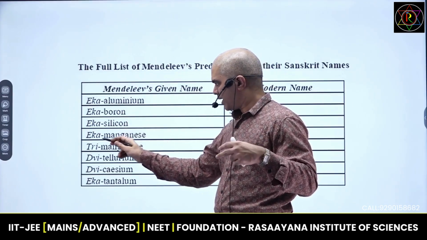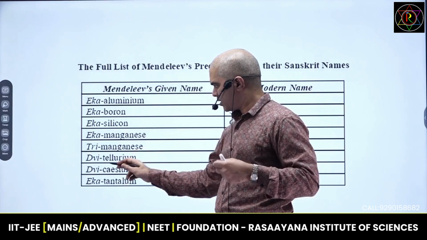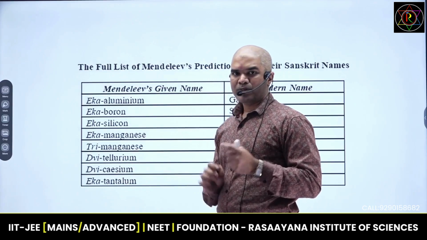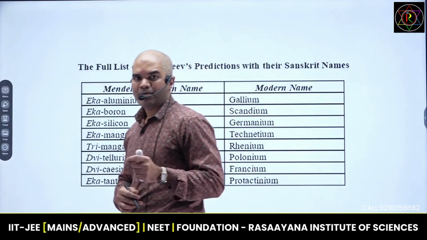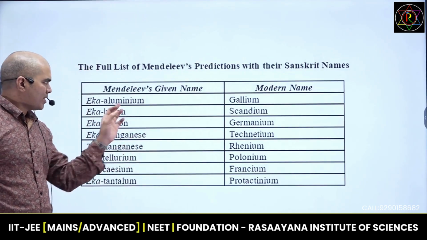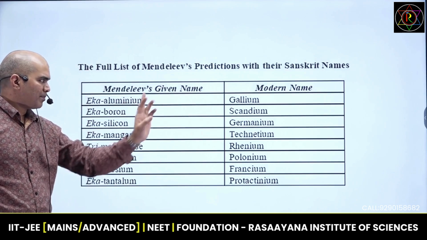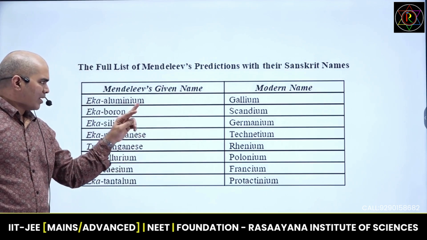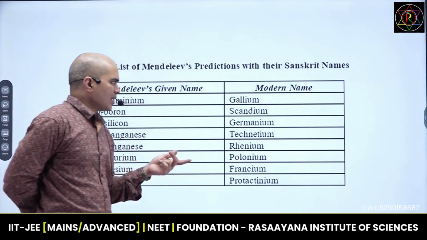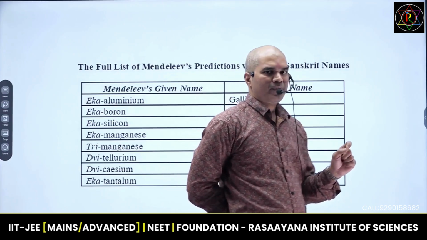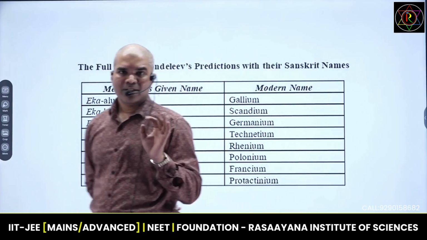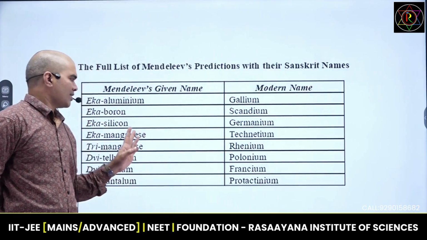Eka silicon, Eka manganese, Tri manganese, Dvi tellurium, Dvi cesium, and Eka tantalum. So these were the elements predicted by Mendeleev. Some of them perfectly match. Some of them perfectly match means after aluminium, immediately is gallium. So Eka aluminium, after aluminium, is gallium. From the examination point of view, they'll ask what is Eka aluminium. So you remember Eka aluminium is gallium. That is one important question for the exam.